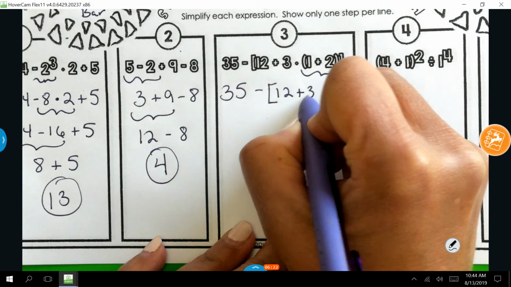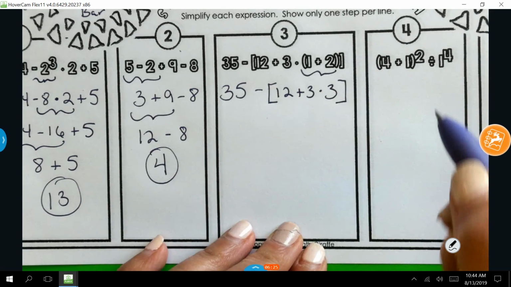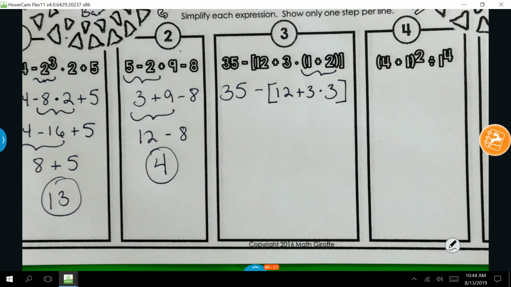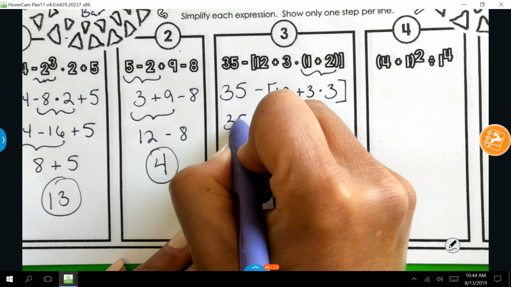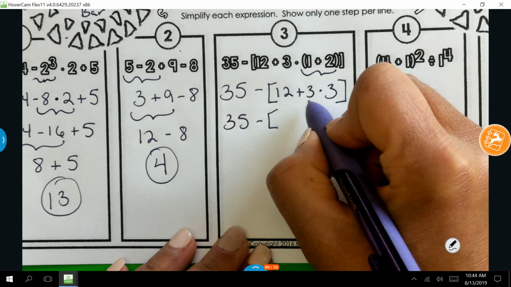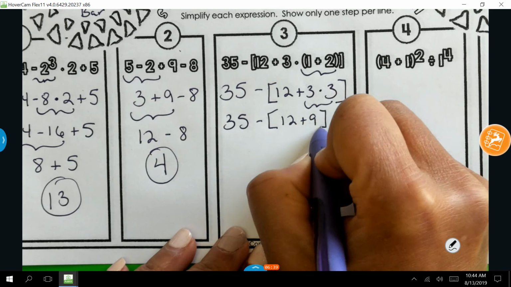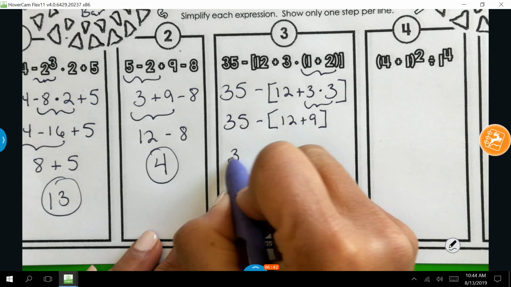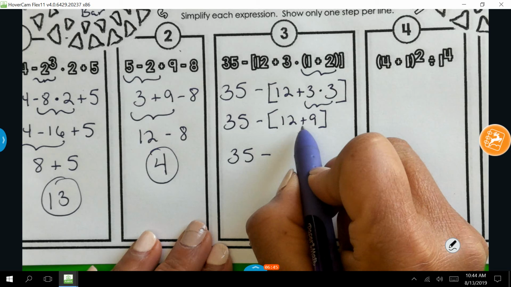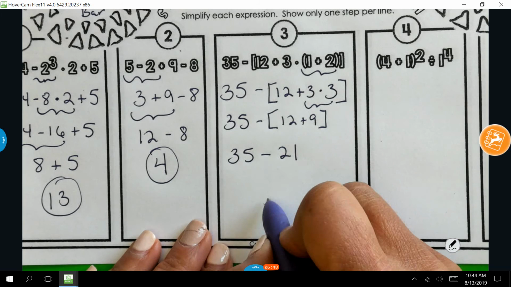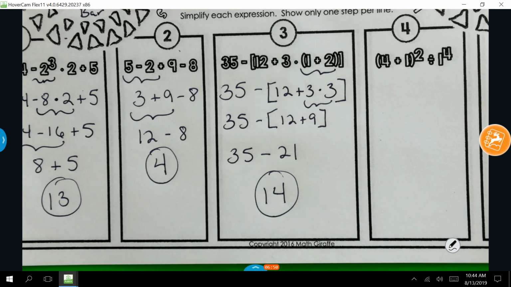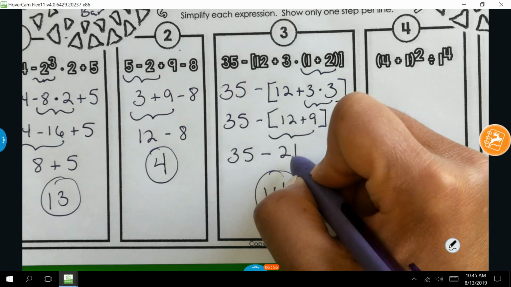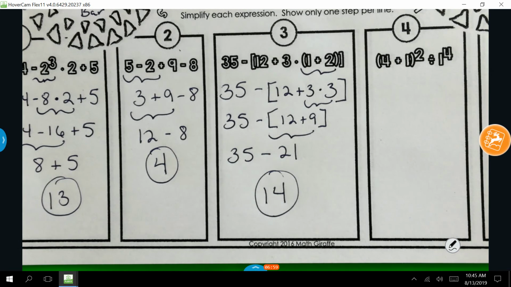We have a 12 plus 3 times 3. Don't drop off the brackets yet. We have to solve everything inside first. Now what do we do next? Multiplication. So we have to do the 3 times 3 next. So we have 12 plus 9. And finally we can finish off the brackets. 12 plus 9 is 21. So our answer is 14. And again, I'm just showing this so you can see where my work is leading. Any questions? All right.